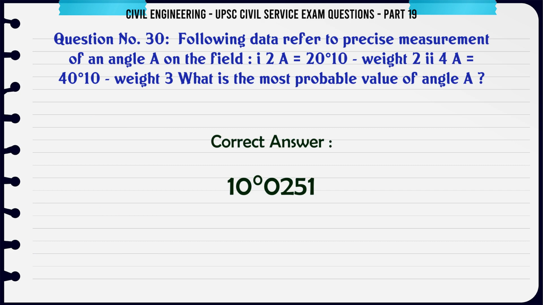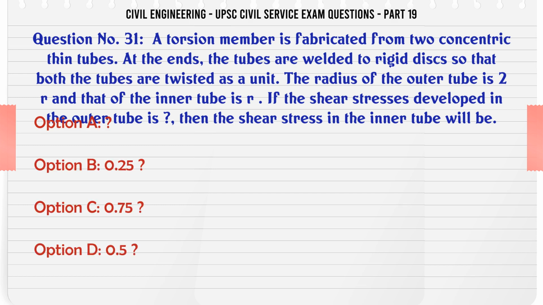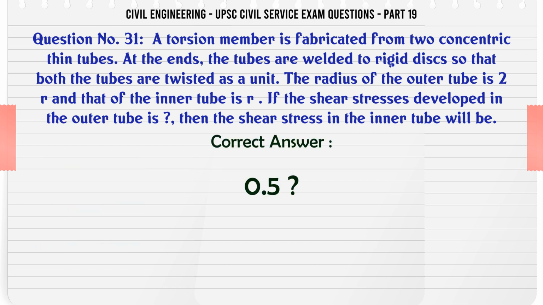A torsion member is fabricated from two concentric thin tubes. At the ends the tubes are welded to rigid discs so that both the tubes are twisted as a unit. The radius of the outer tube is 2r and that of the inner tube is r. If the shear stress developed in the outer tube is τ, then the shear stress in the inner tube will be A. τ, B. 0.25τ, C. 0.75τ, D. 0.5τ. The correct answer is 0.5τ.